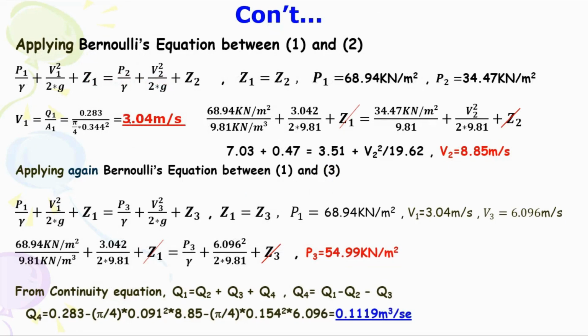So how do you compute? You have pressure P over gamma, the pressure head, velocity head, and potential head at section 1 equal to those at section 2. Since we assume it is horizontal, the elevation is the same, so Z1 will be cancelled out by Z2. P1 is given, P2 is given. If you substitute in this equation, use the unit weight of the fluid, water, 9.81.